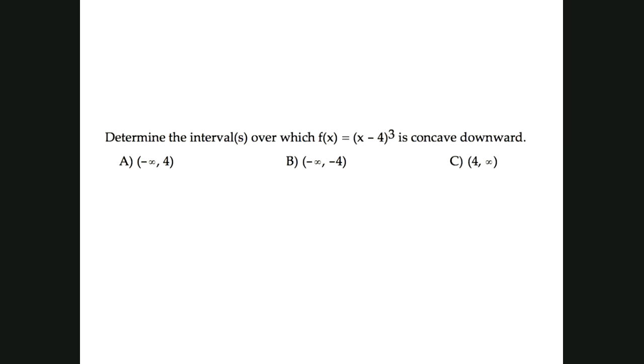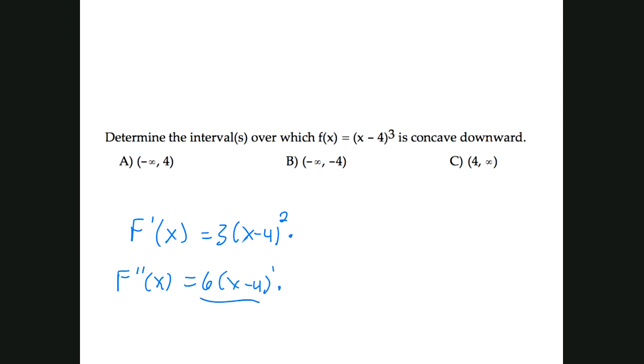All right. Determine the intervals over which f of x equals x minus 4, to the third, is concave down. All right. Now, if I was going to do this problem, I'm going to have to use the chain rule, so I'm going to bring the 3 down, leave the middle alone, times the derivative of the middle, which is just 1. So this is my first derivative. Second derivative, well, bring the 2 down, so that gives me 6. Leave the middle alone, take the derivative of the middle, is just 1. So this is my second derivative.